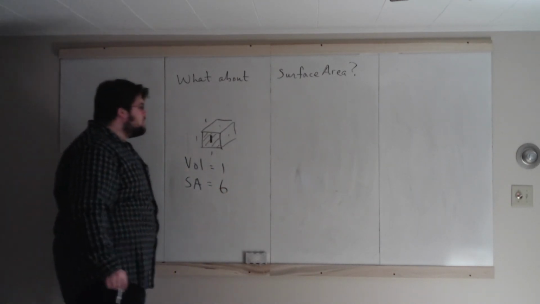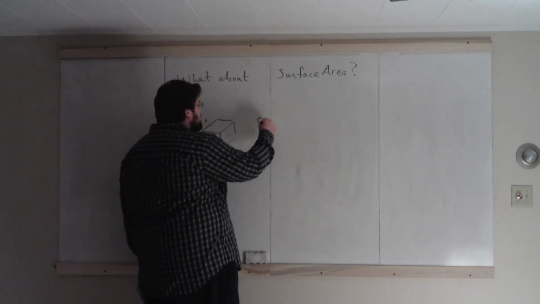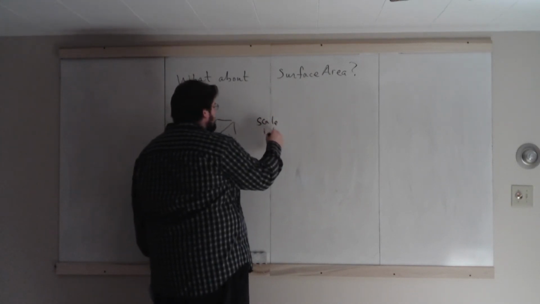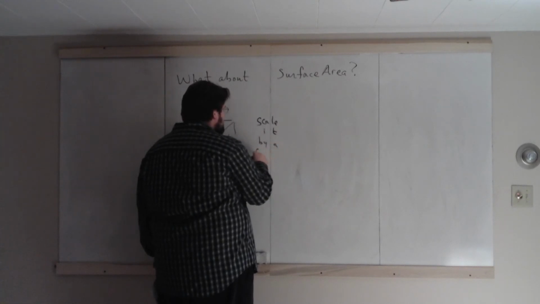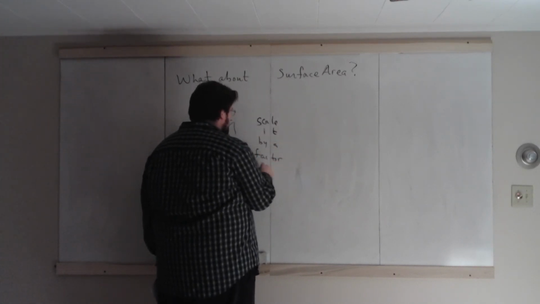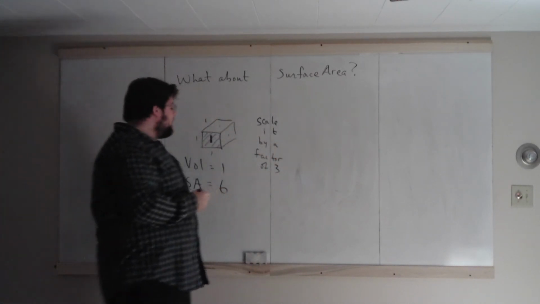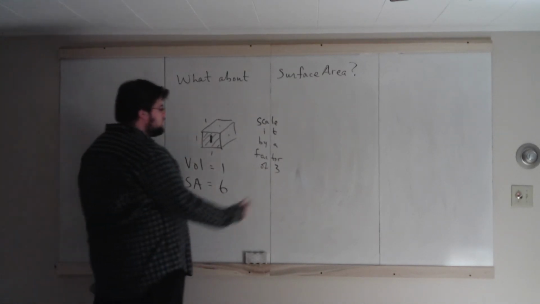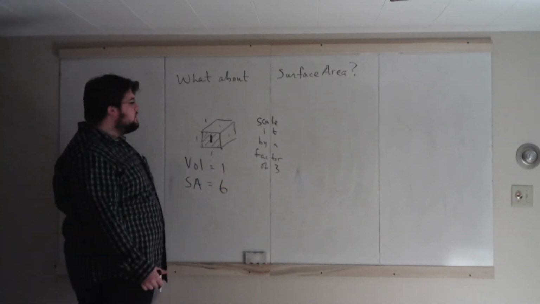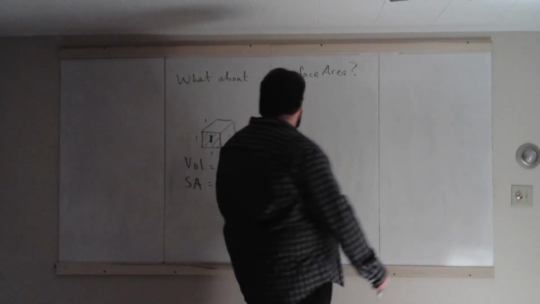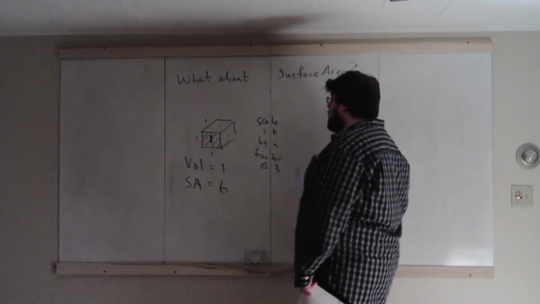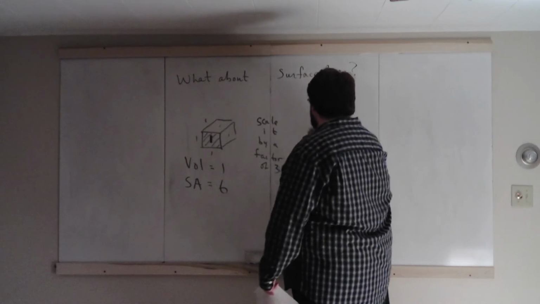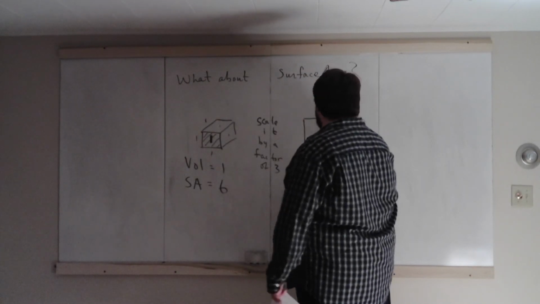Well, that's great. Let's scale it by a factor of 3. So from the previous result, we know that the volume of this resulting object is going to be 27, because the volume goes up by 3 cubed. 1 times 3 cubed, 27. But let's look at surface area.